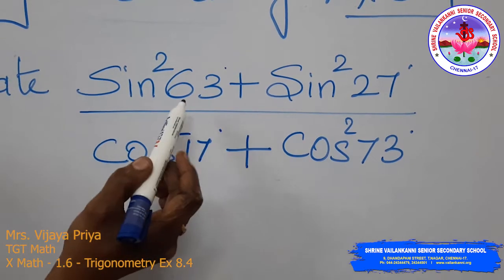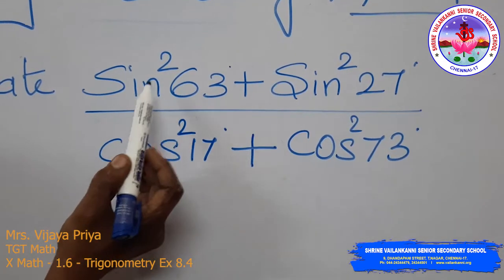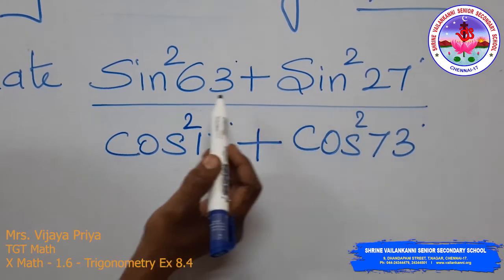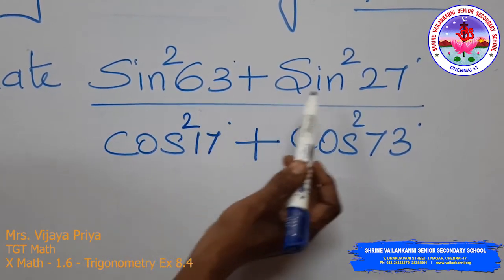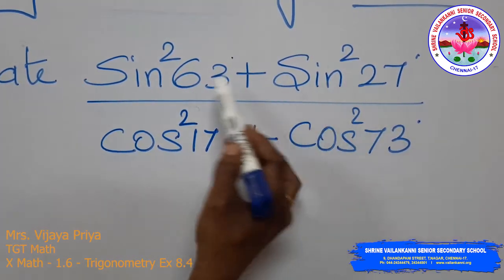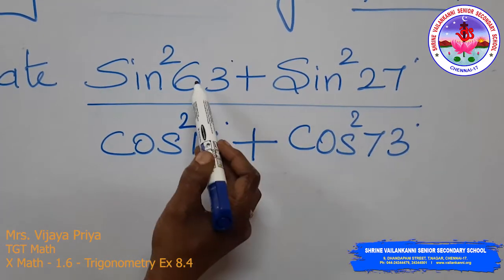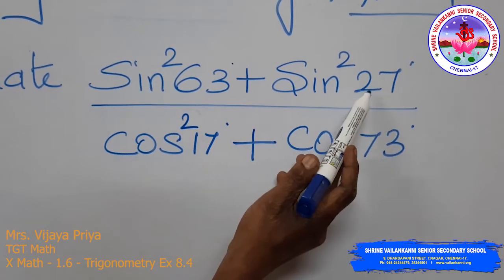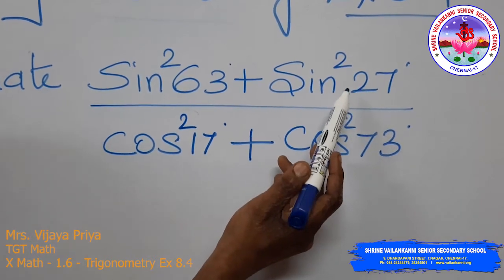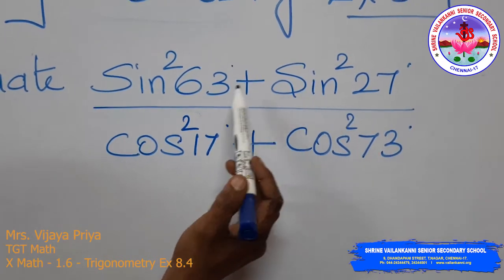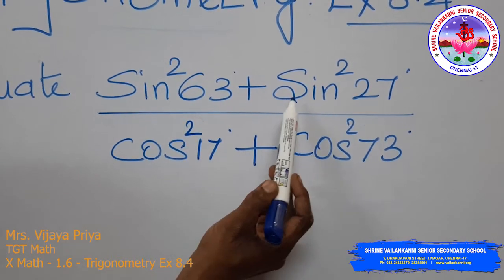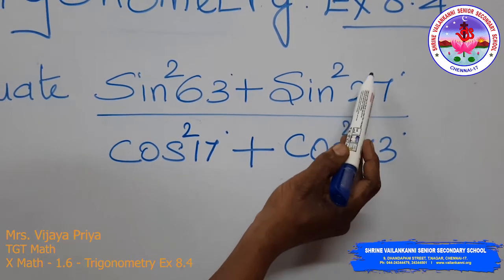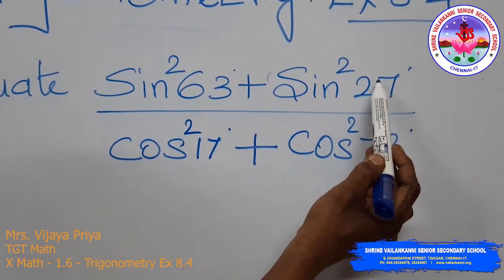First, I am going to look at the numerator, where you have sine squared 63 plus sine squared 27. You have to see that 63 and 27, both angles form a complementary pair. That is, 63 plus 27, we will get 90. So these two angles are complementary. So I am going to change any one of the functions, either sine squared 63 or sine squared 27, into a complementary function. So I am selecting sine squared 27 here.